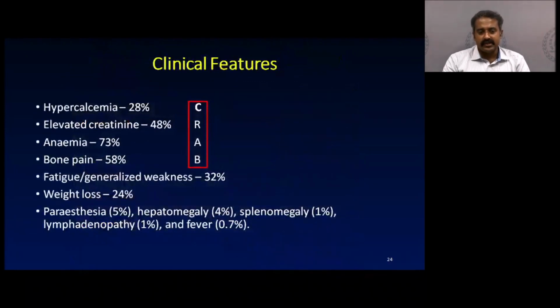Now, for the clinical features, around 50 to 70% of patients can have CRAB features. Almost a quarter of patients can have hypercalcemia. Creatinine can be abnormal in around 50%. Almost three-quarters of patients present with anemia, and 50% of patients can have bone pains and fractures. In a very small proportion of patients, you can have paresthesias, hepatomegaly, splenomegaly, lymphadenopathy, and fever. This ranges from 1 to 5%. Non-specific symptoms like fatigue, weakness, and weight loss can be seen in around a quarter of patients with multiple myeloma.